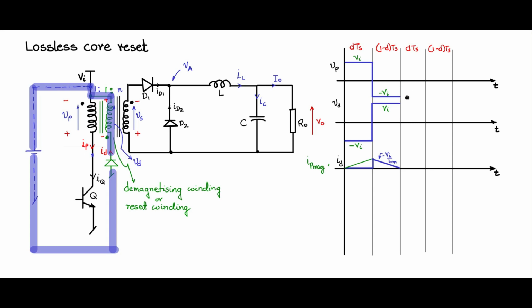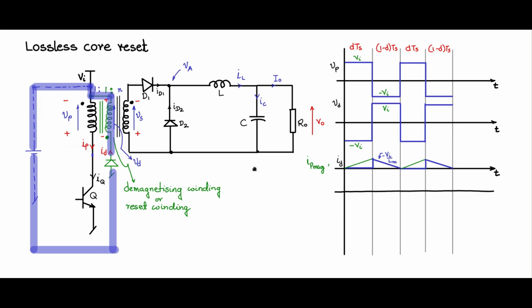So the next cycle behaves in the same way. You have the repeat, and during this portion there is no ID, there will be IP mag, and then ID comes down in this fashion. So IP magnetizing flows only during D Ts portions. ID flows during the 1 minus D Ts portion as the freewheeling part.